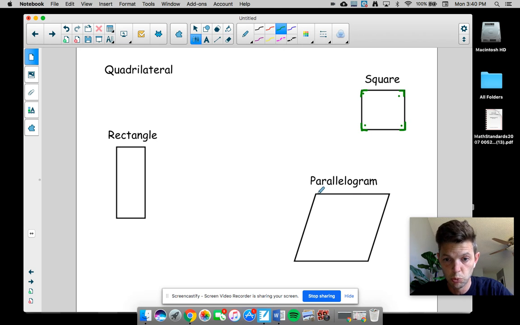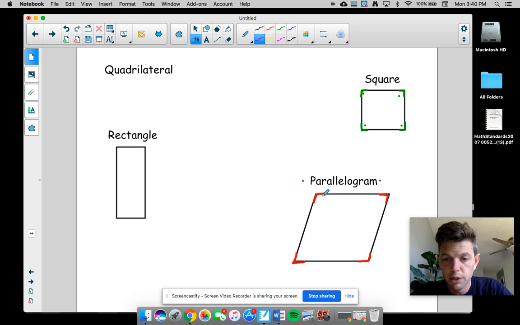Okay, it's going to take me down to this shape. All the sides are the same, but the corners are not right angles. Okay, so it cannot be called a square because the corners are not 90 degrees. Okay, so this shape gets called a parallelogram.